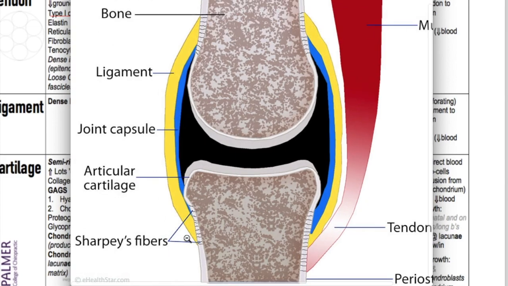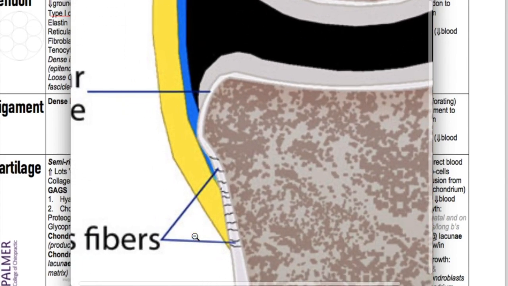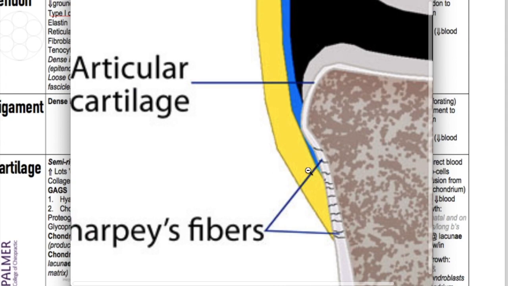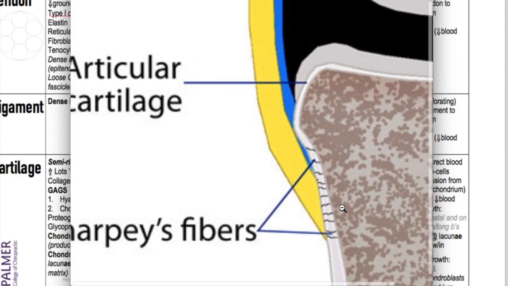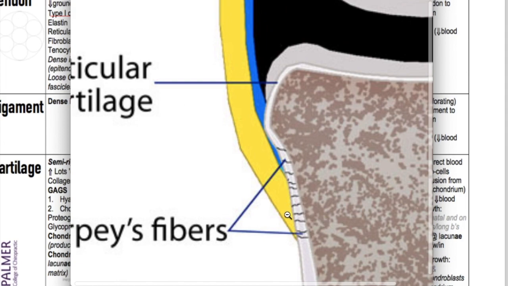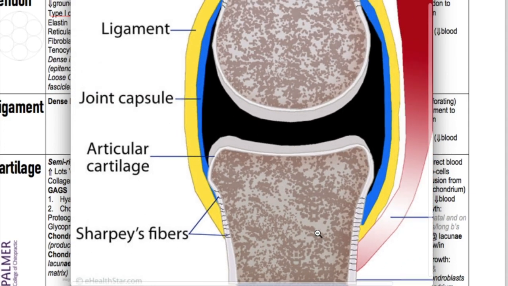And then if you see down here, they just drew, real simple, which is good, these little fibers connecting the ligament into the periosteum. And what this actually does is it integrates the two structures together. It kind of sews the ligament into the tissue, into the fabric of the periosteum.